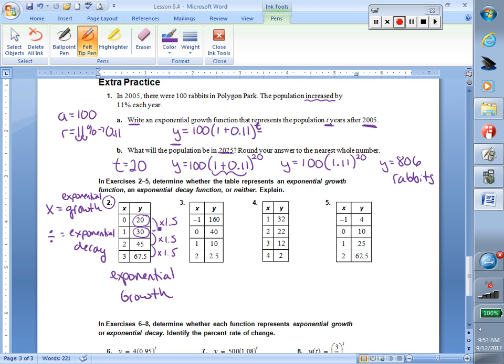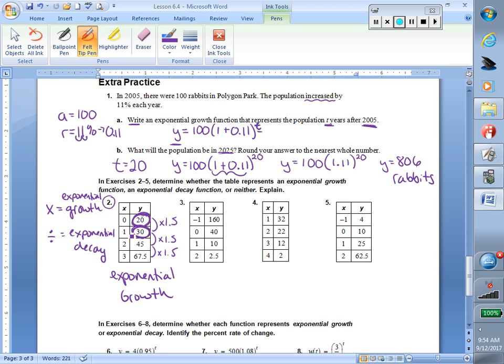So again, to get the 1.5, I took 30 and divided by the y value that comes before it.